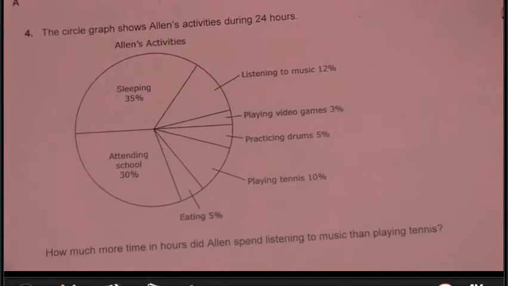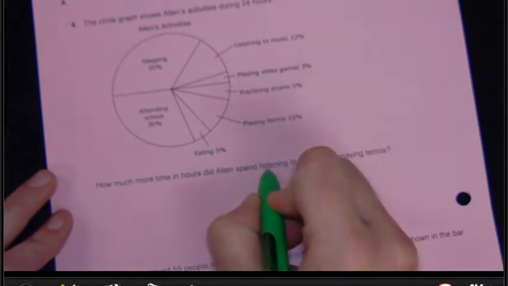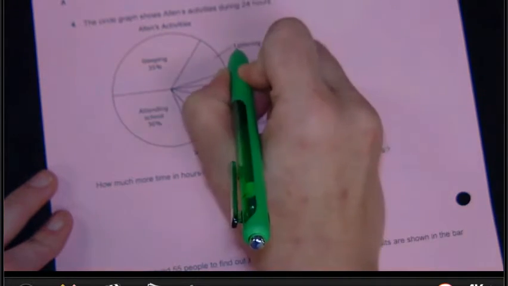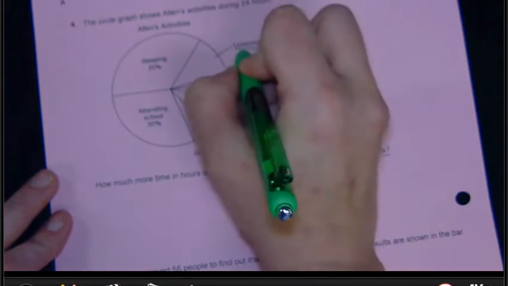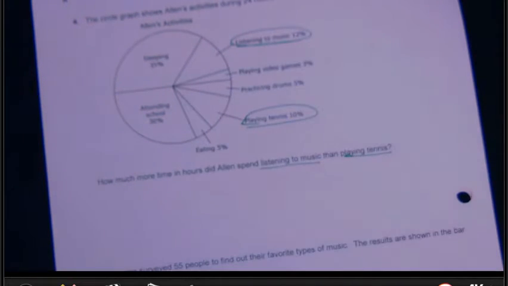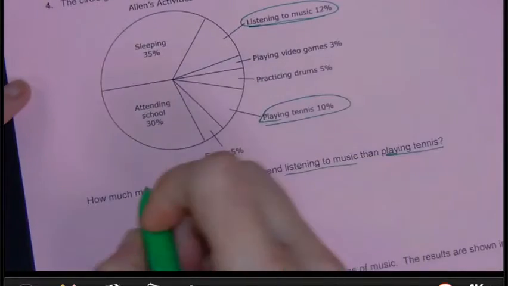A circle graph shows Alan's activities during 24 hours. Okay. How much time did Alan spend listening to music? So I have listening to music at 12% and then playing tennis at 10%. Okay. I want to know how many more hours did he listen to music than play tennis? Well, I'm told my total. Okay. And my total is right here at 24 hours. And I have my 2%. Now I need to find my part.